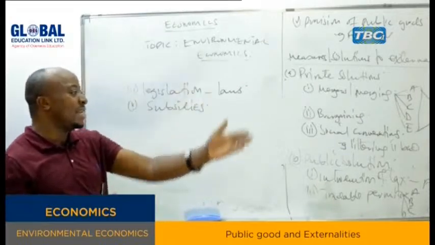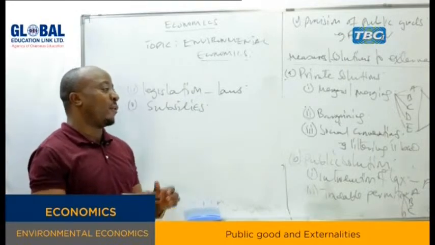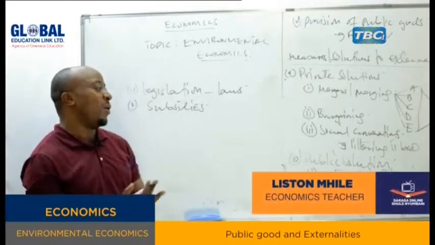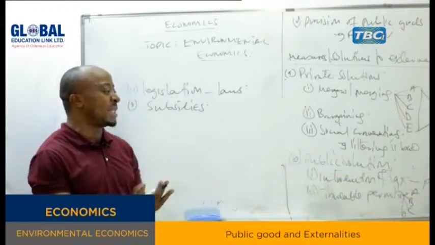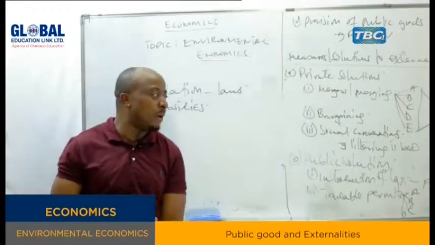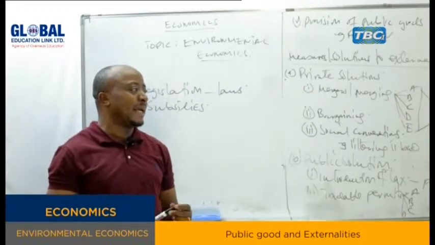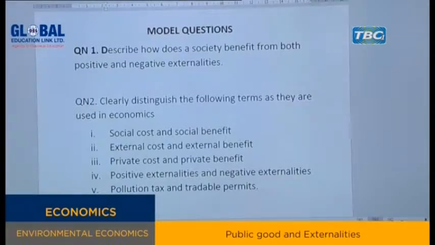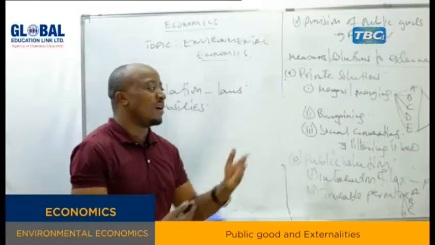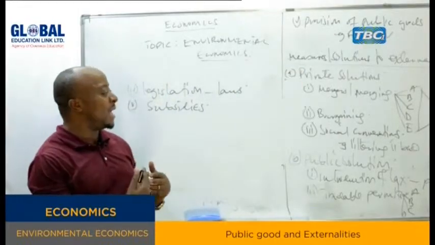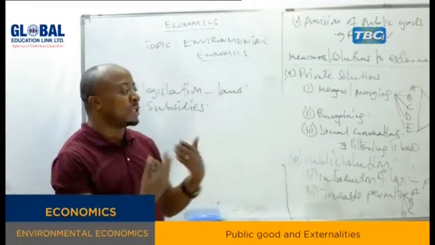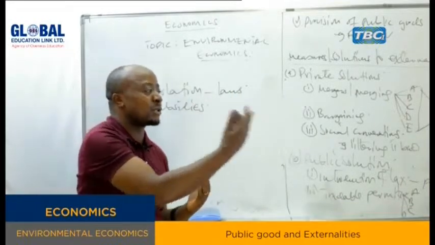Now, we can observe from the screen that there are some questions for discussion. You can discuss with your friend or at your own time. Try to go through different books, as I said, to see how you can solve those questions. We have 2 questions there. Question number 1 asks: describe how a society benefits from both positive and negative externalities. It means here you show how the society may benefit from these externalities that we have discussed. So use the knowledge you have grasped from the class and indicate how the society can benefit from those externalities.